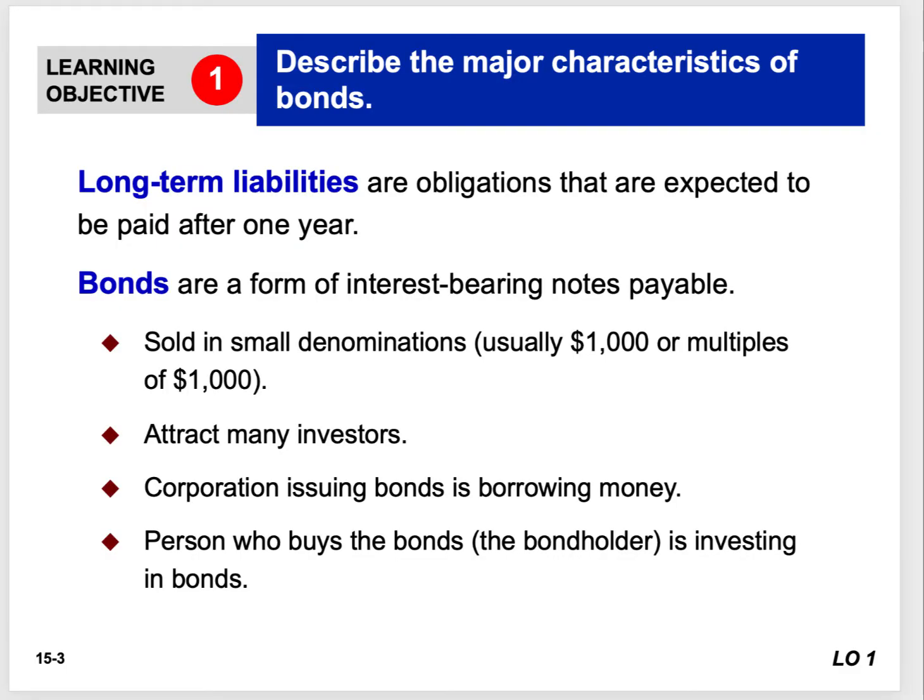So the first thing that we need to look at is what are bonds, right? And bonds are nothing more than long-term liabilities. Long-term liabilities are obligations that are expected to be paid after 1 year, okay?